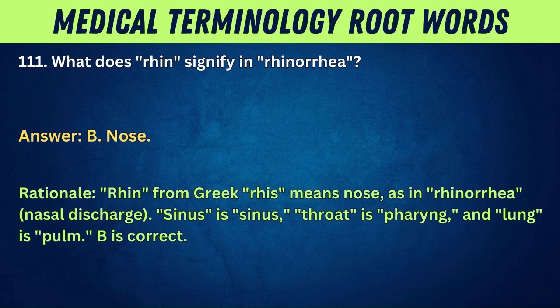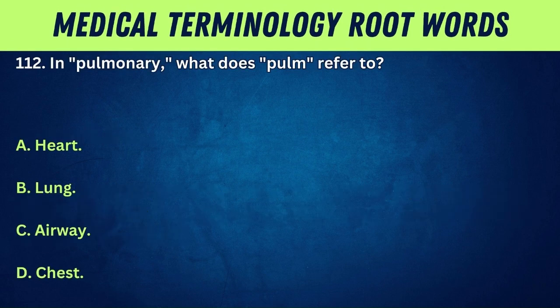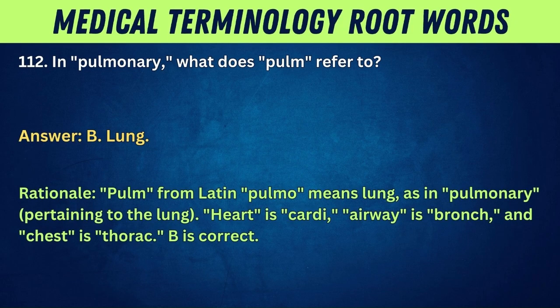B is correct. 112. In pulmonary, what does pulm refer to? A. Heart. B. Lung. C. Airway. D. Chest. Answer: B. Lung. Rationale: pulm from Latin pulmo means lung, as in pulmonary, pertaining to the lung. Heart is cardi, airway is bronch, and chest is thorax.